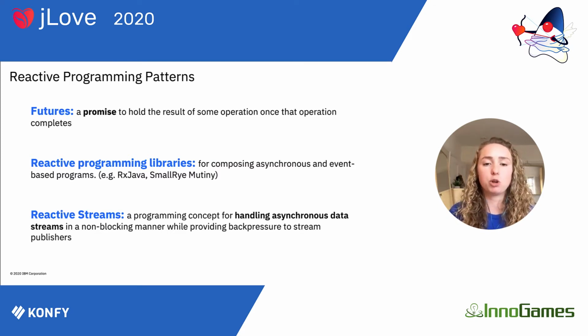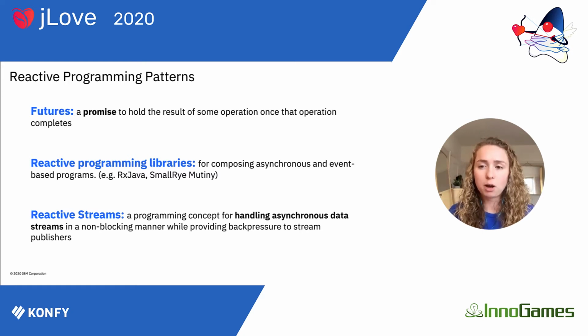Then we've got reactive programming libraries. Some examples are RxJava and SmallRye Mutiny. In fact, many of the reactive frameworks actually build on top of some of these libraries. And then reactive streams. Reactive streams is really a community-driven specification that's designed to provide a standard for handling these asynchronous data streams while providing the back pressure that I mentioned earlier. So these are some of the techniques that we can utilize and the various different levels that we need to be thinking about in order to make our application reactive.